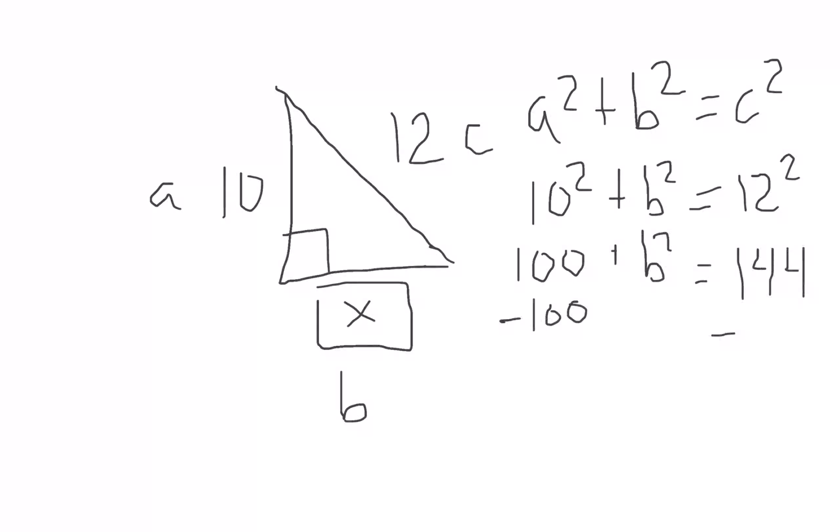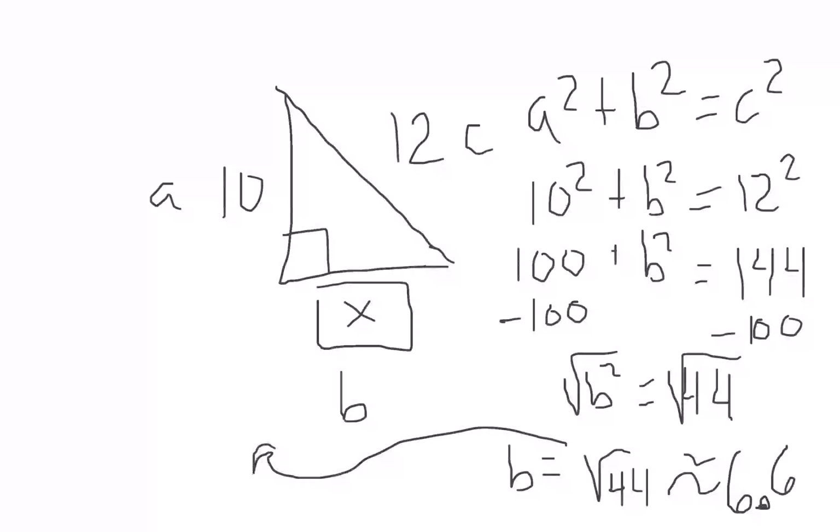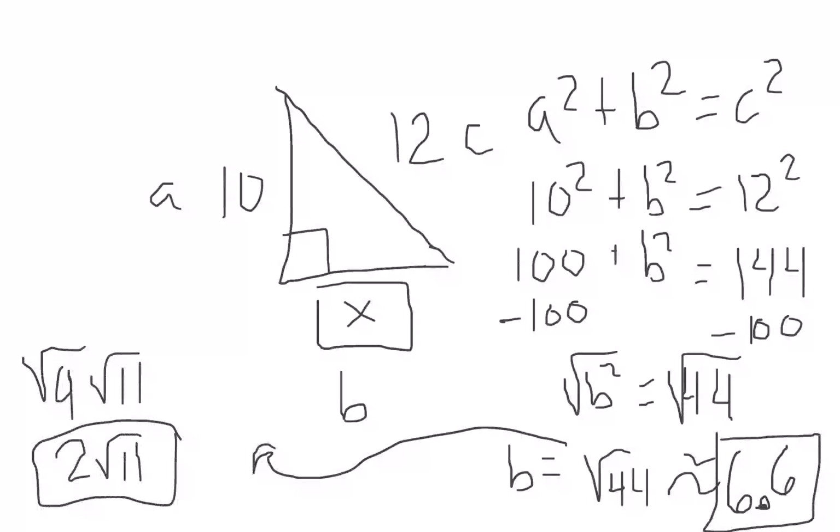Well, when I subtract this by 100 and I subtract this by 100, I get b squared equals 44. And now I have to know what b is. So I square root both sides, and I get that b is equal to the square root of 44. That is approximately 6.6. There we go. So it's approximately 6.6, or I could break this down and say that it is radical 4 radical 11, or 2 radical 11. So either one of these two things could be my answer.